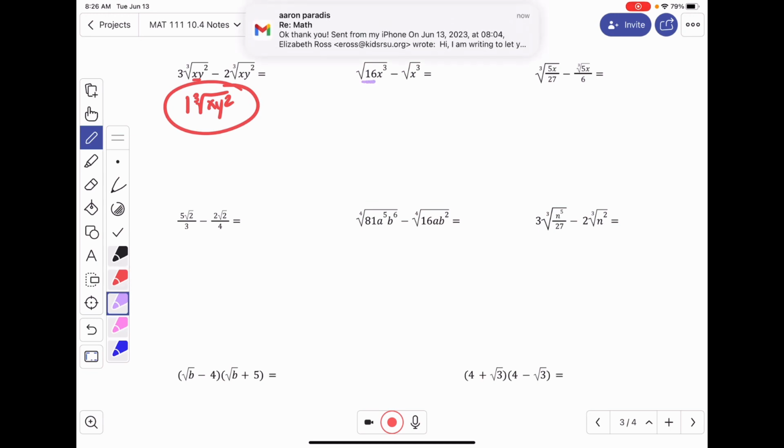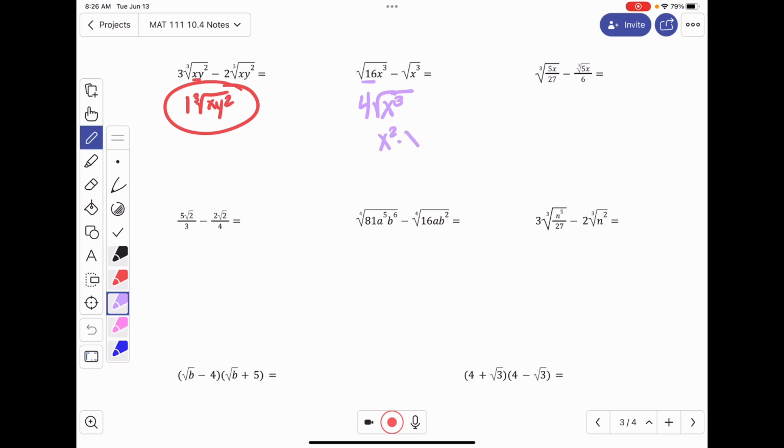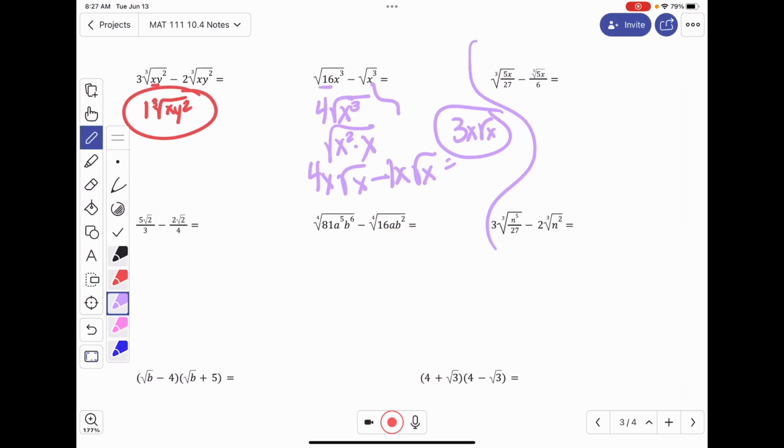Next problem, square root of 16 is 4. Leave the x cubed inside for now. Remember, x cubed is like saying x squared times 1, or times x. So we can actually take the square root of x squared is x, leave the other x inside, and then same thing right here. Square root of x squared is x, leave the other x inside. And 4x minus 1x is 3x with the square root inside. So there's one way to do that.